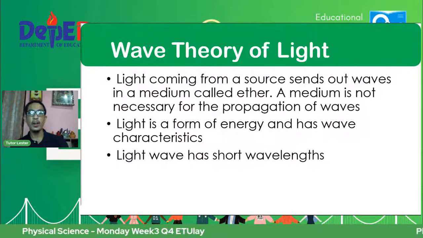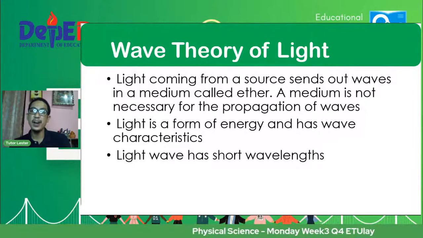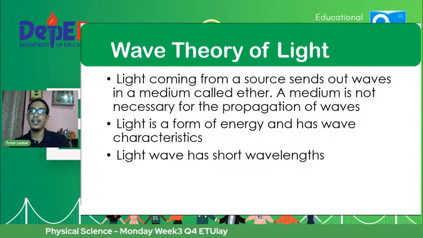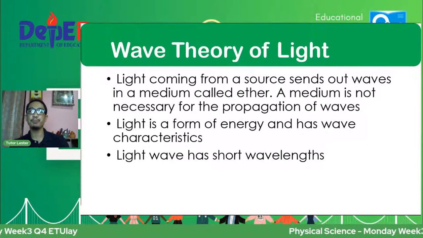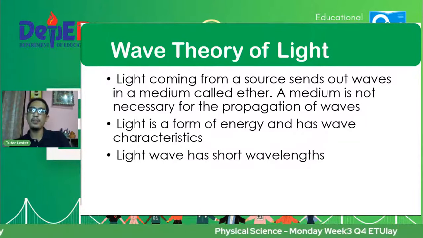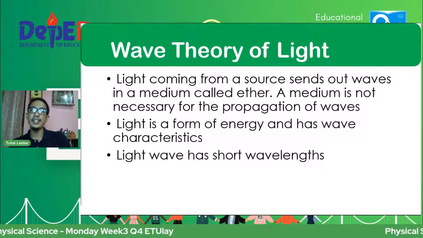Huygens assumed the following concepts in his wave theory of light. Light coming from a source sends out waves in a medium called ether. A medium is not necessary for the propagation of waves. And light is a form of energy and has wave characteristics. And finally, a light wave has short wavelengths.